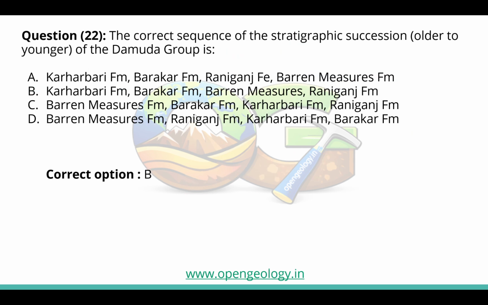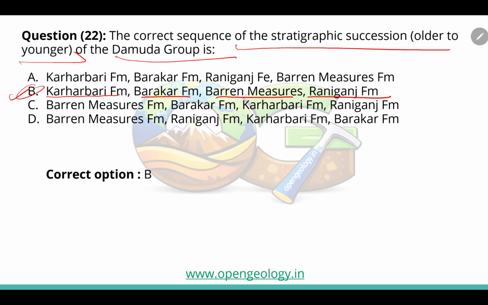Next question is the correct sequence of the stratigraphic succession from older to younger of the Damuda Group. So the correct sequence is the Karharbari, Barakar, Barren Measures and Raniganj. You can remember this, or you can learn the complete Gondwana sequence.